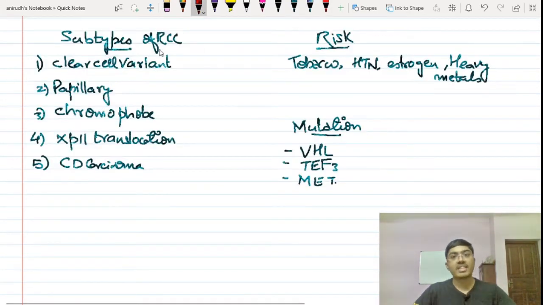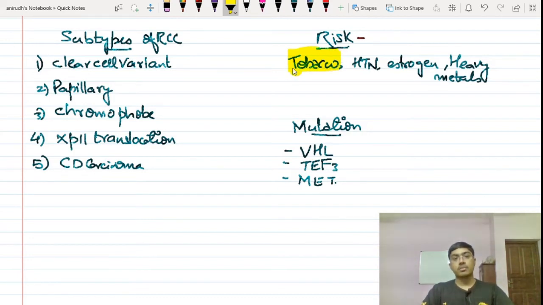Now let us talk about the risk factors involved in the formation of renal cell carcinoma. The most important risk factor is tobacco, isn't it? Many other things like obesity are very important. Then unopposed estrogen activity can lead to renal cell carcinoma. Hypertension is another risk factor, and heavy metals. Typically asbestos is associated with the development of renal cell carcinoma, so occupational exposure to asbestos can have a long-term effect of formation of renal cell carcinoma, right?